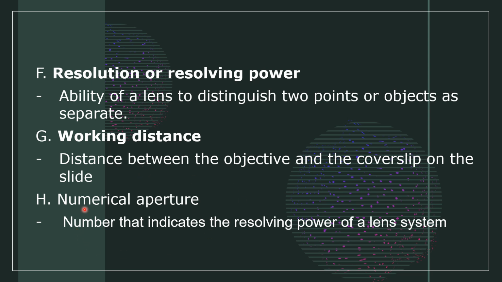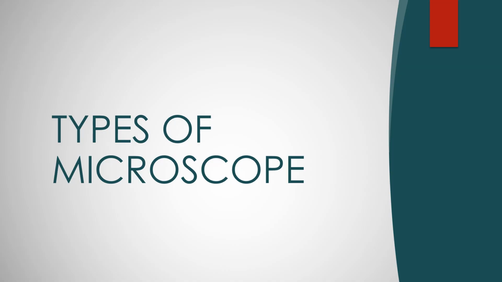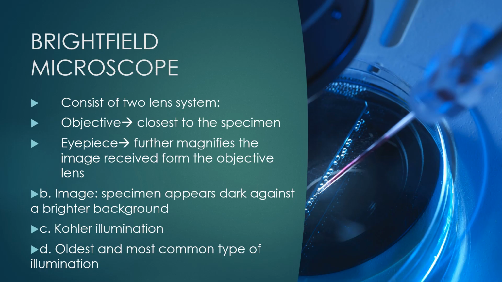And finally, your numerical aperture, the number that indicates the resolving power of a lens system. That is for your numerical aperture. And then let's move on to the types of microscopy. Let's take a look at the techniques that are utilized in microscopy. Again, when I say microscopy, that is the technique, and when I say microscope, that is the device.